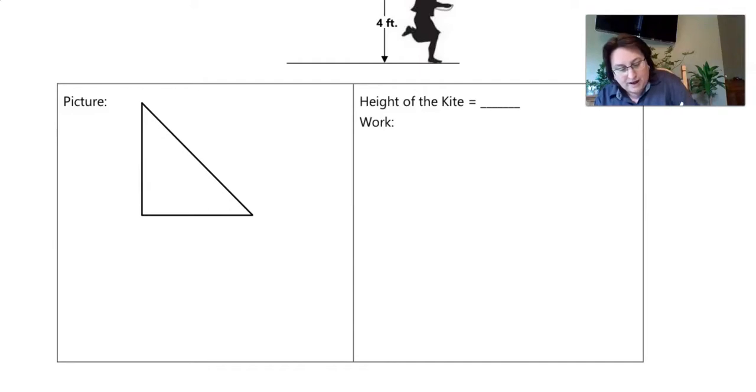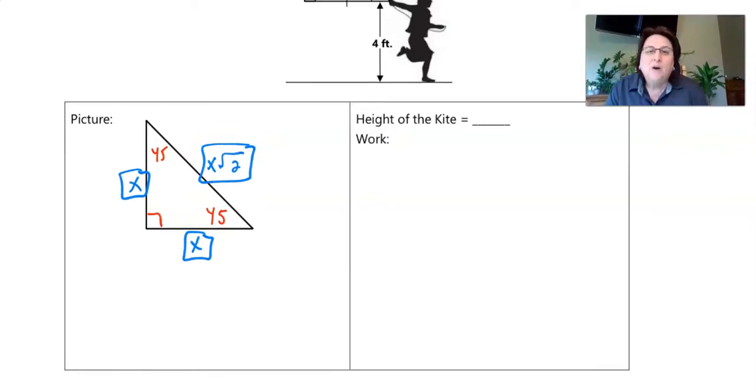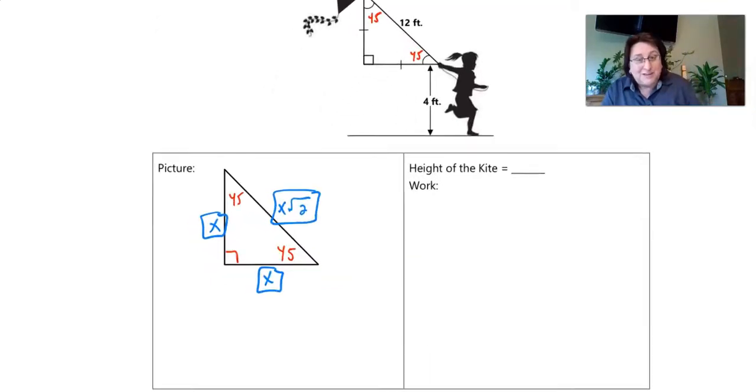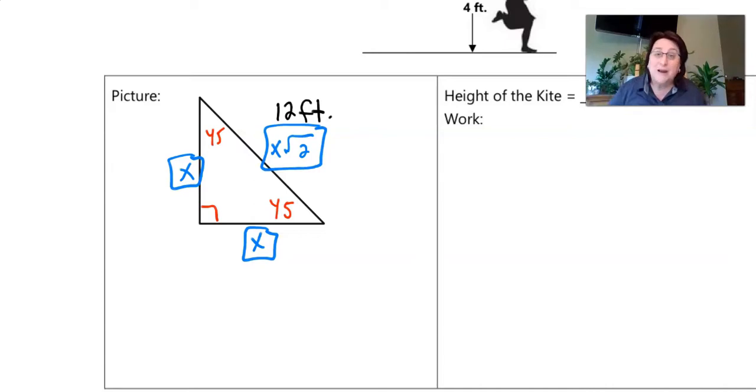Okay, so we have a 45, 45, 90-degree triangle. We're going to label our ratios. Across from the 45 is x, across from the 45 is x, and the hypotenuse is x square root 2. Now, can you guys tell me, what did I forget to label on the new triangle that I drew? What did I forget? Hopefully you guys said, hey, Miss Smith, you completely forgot to put that the hypotenuse is 12 feet. Ah, that's important information. Okay, now we're going to start with what we know, and we're going to go solve.